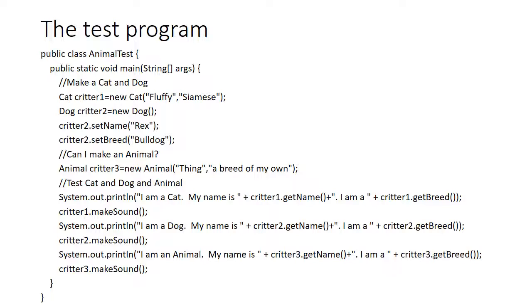The test program is quite simple. It makes a cat, which it will call critter 1. It makes a dog, which it will call critter 2. It uses different constructors for each of those 2 animals. And now it tries to make an animal, which is an unspecified animal with a superclass. It's not a dog or a cat. And it will make a new animal with that. Finally, it will print out the names of each of those objects and the breeds of each of those objects. And it will make the sound of each of those objects. We're using simple.